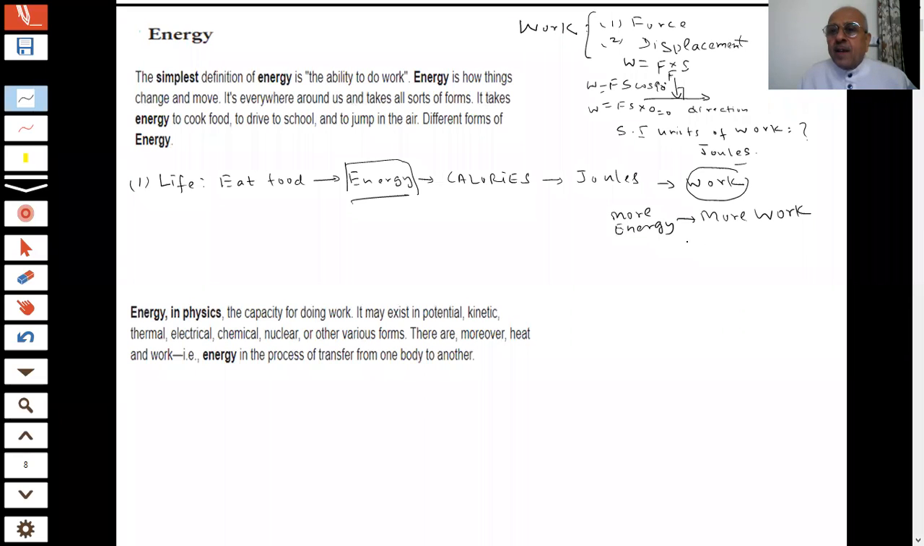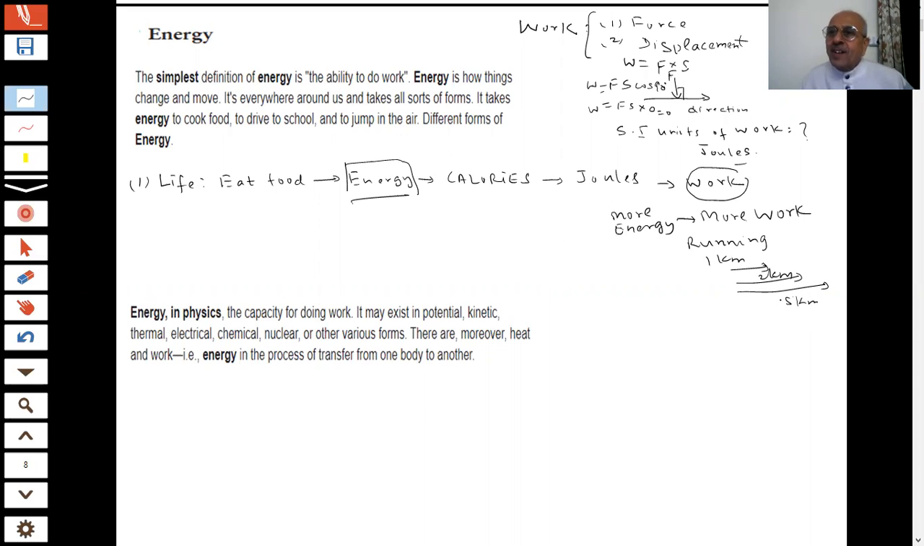Students, suppose one of you is running 1 kilometer, another is running 2 kilometers, and another one is running 5 kilometers. Tell me, will you need the same amount of energy? The answer is no. You will need more energy if you want to do more work.